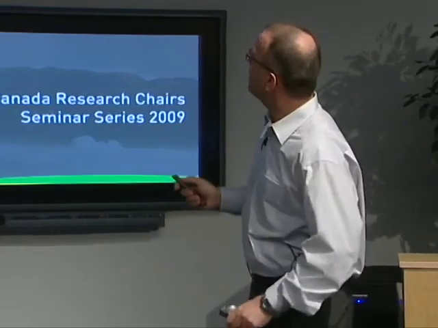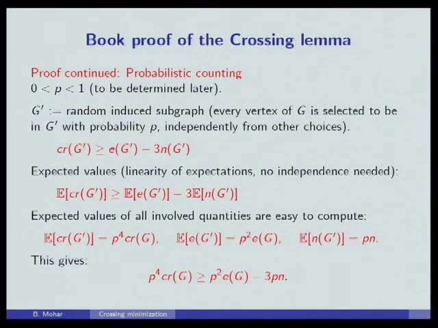If it comes heads, you remove that vertex. And this way, you get some vertices, and then you also take all the edges between those vertices which are in the graph G. So that's this random graph.